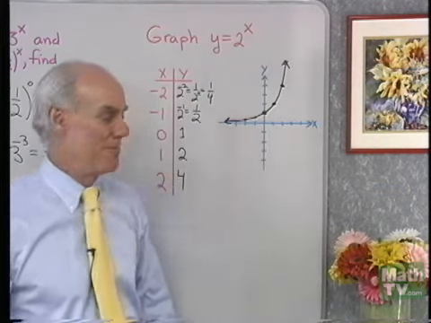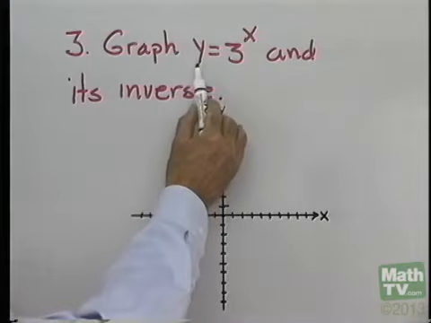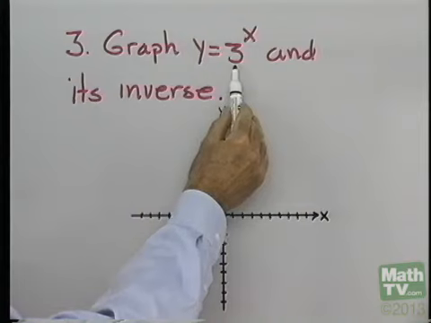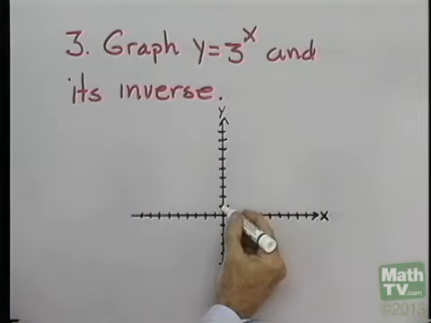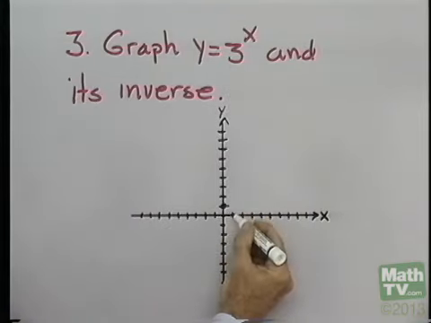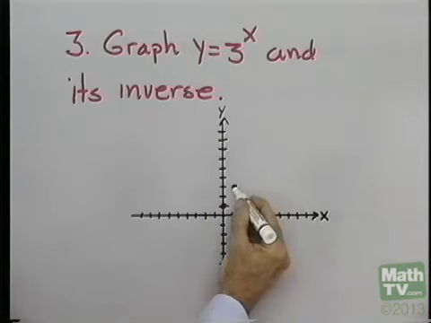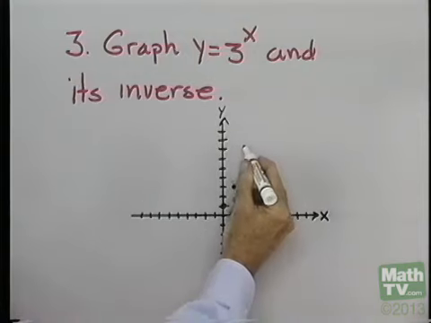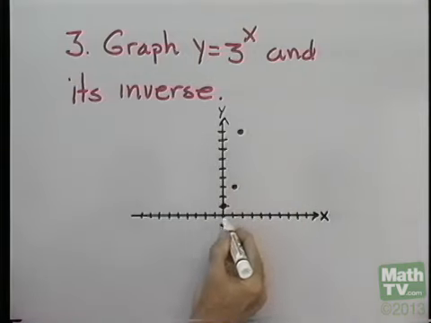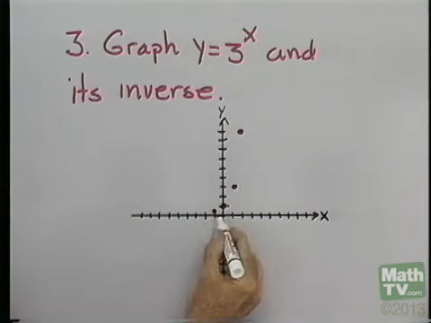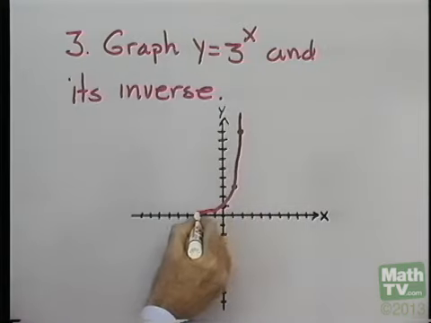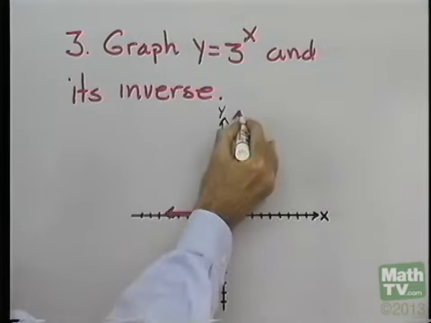Let's look at one more problem. We want to graph the exponential function y equal 3 to the x and its inverse. So first, let's graph y equal 3 to the x. When x is 0, y will be 1. When x is 1, y will be 3. That's 3 to the 1. When x is 2, y will be 9. When x is -1, y will be 1/3. When x is -2, y will be 1/9. So I can sketch the graph of that exponential function y equal 3 to the x real quickly, just like that.